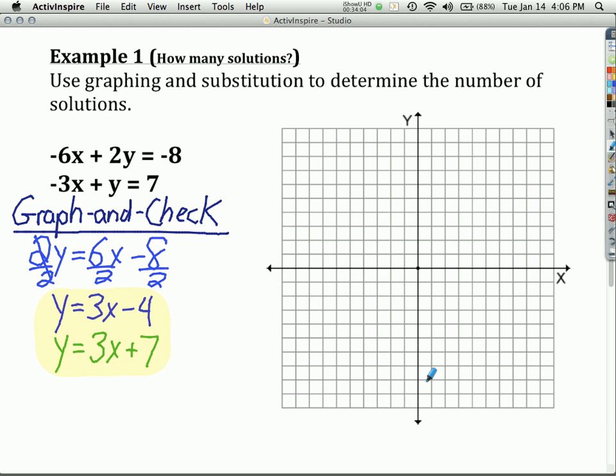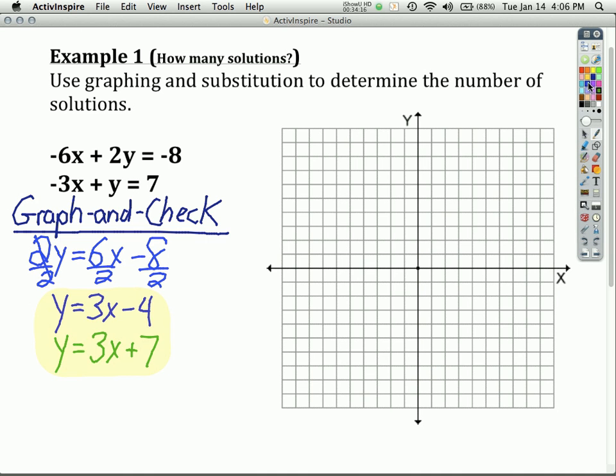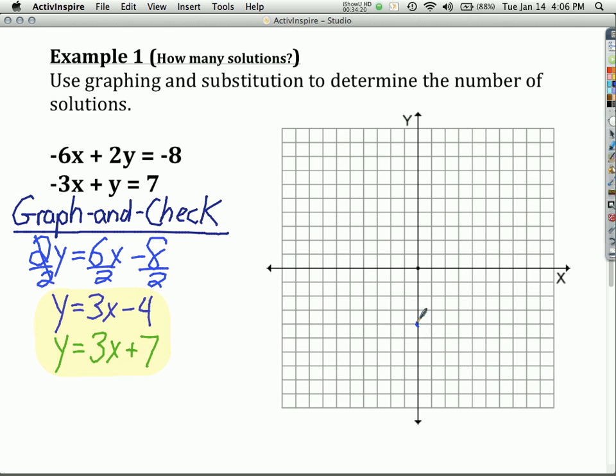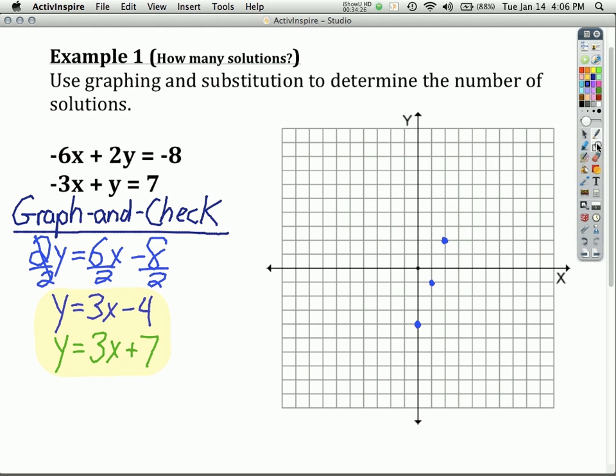So some of you have already picked up on something, some of you have not. So we're going to finish the graph, which is not really that hard at this point. But some of you already instinctively know what's going to happen. Let me start with the blue equation. We go to negative 4, 1, 2, 3, 4, up 3 over 1, up 3 over 1, and we'll draw the line.